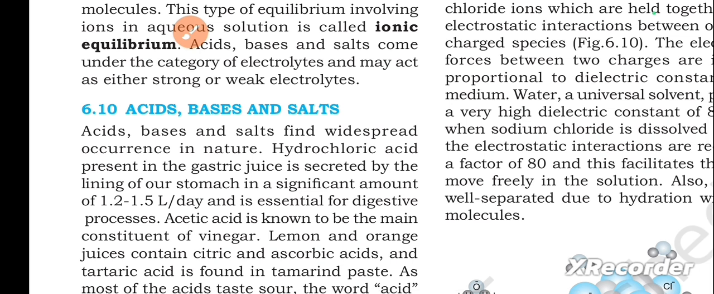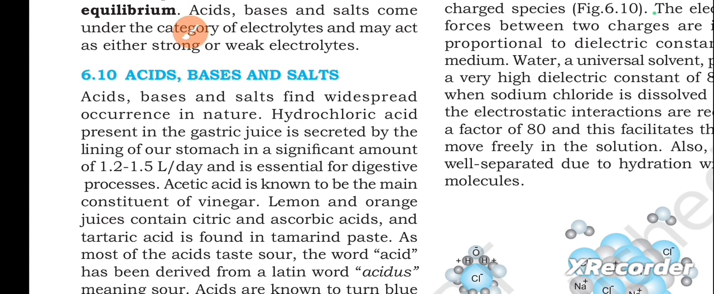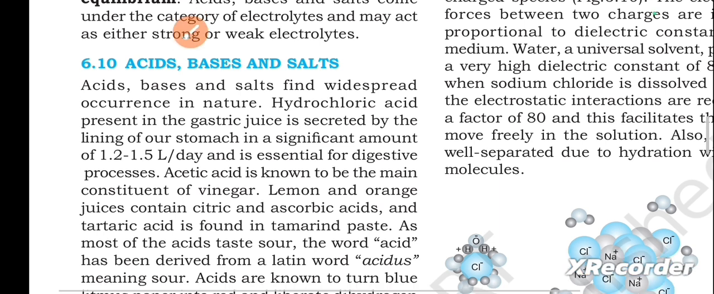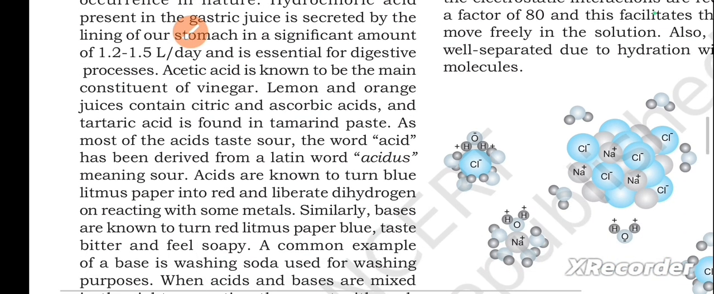Acids, bases and salts find widespread occurrence in nature. Hydrochloric acid present in the gastric juice is secreted by the lining of our stomach in a significant amount of 1.2 to 1.5 liters per day and is essential for digestive processes. Acetic acid is known to be the main constituent of vinegar. Lemon and orange juices contain citric and ascorbic acids, and tartaric acid is found in tamarind paste. As most of the acids taste sour, the word acid has been derived from a Latin word acidus meaning sour.